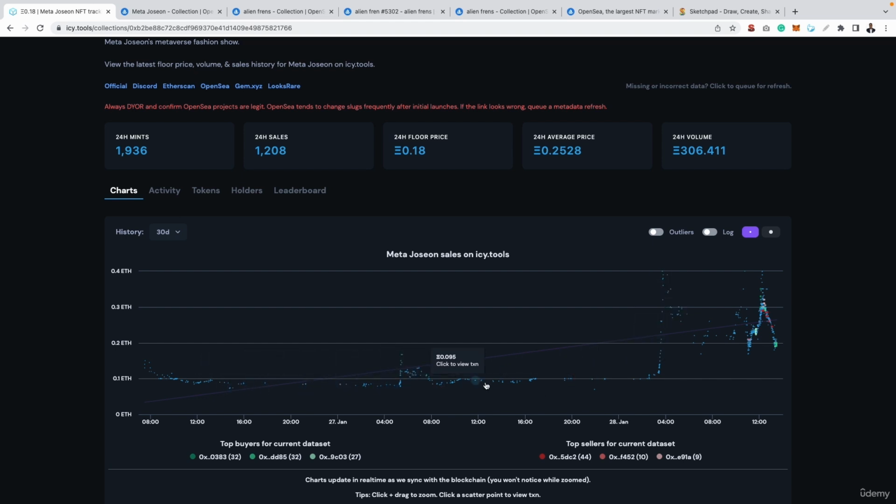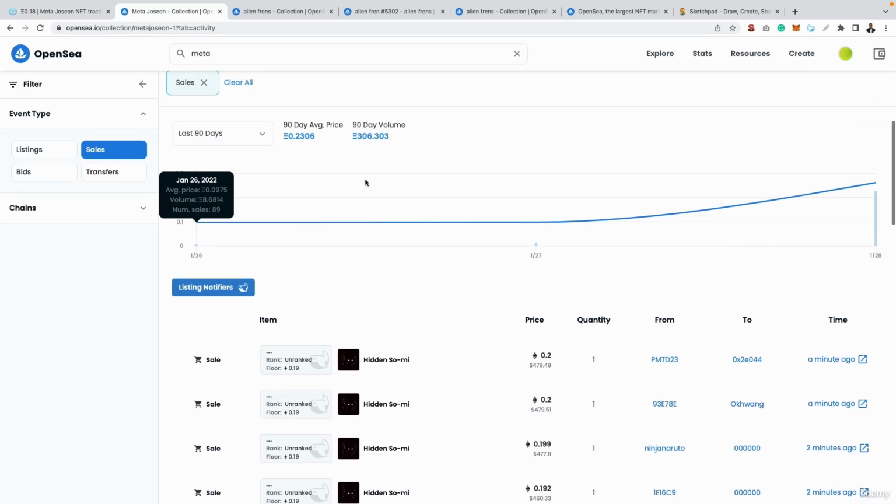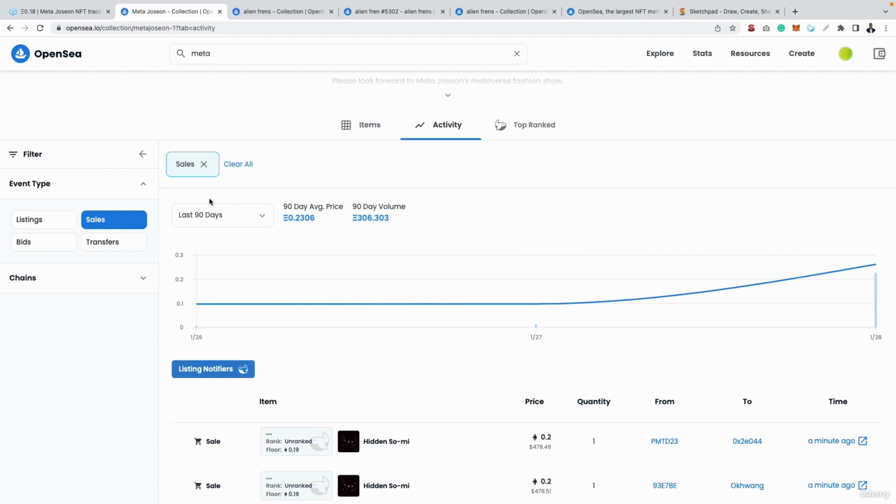We can see the floor price as well. Roughly, it seems to be going up a little bit. It seems to be dropping actually. If I make this, let's go for 4 hours. It seems to be coming down, the floor price. We can see in the last hour or so, the floor price is actually going down. If you compare that to what we see on OpenSea, well, it looks like it's going up, right?